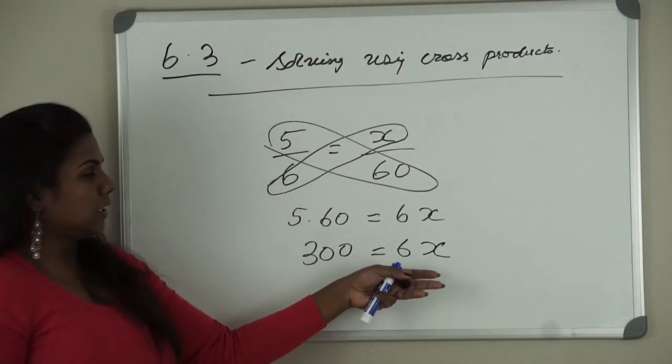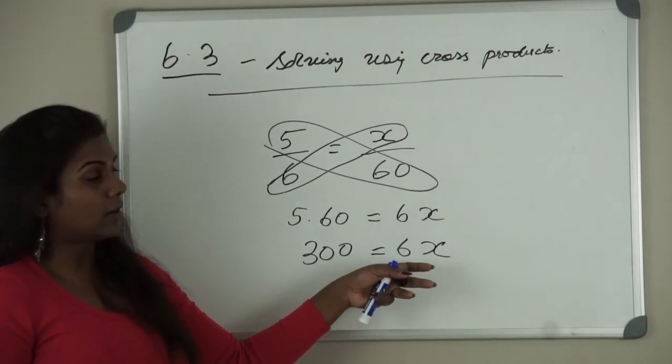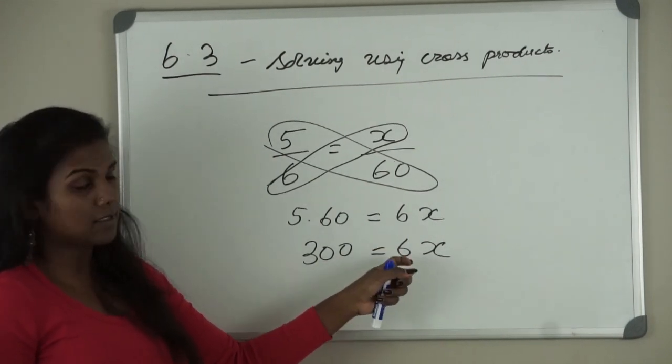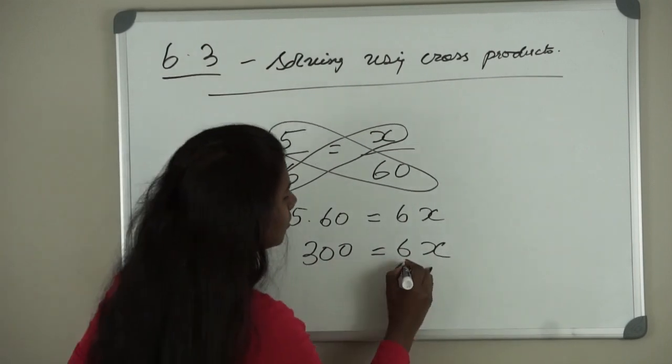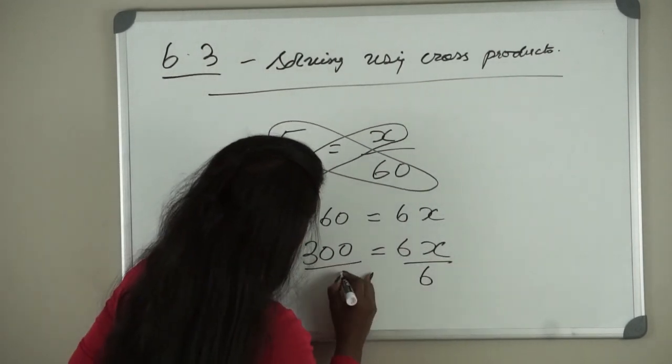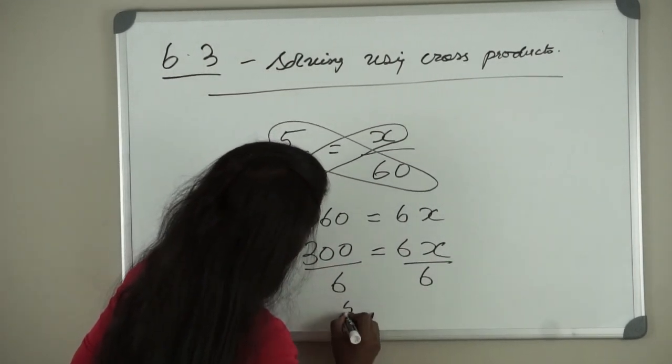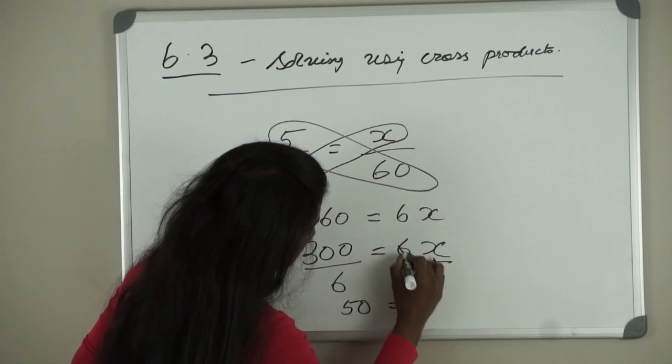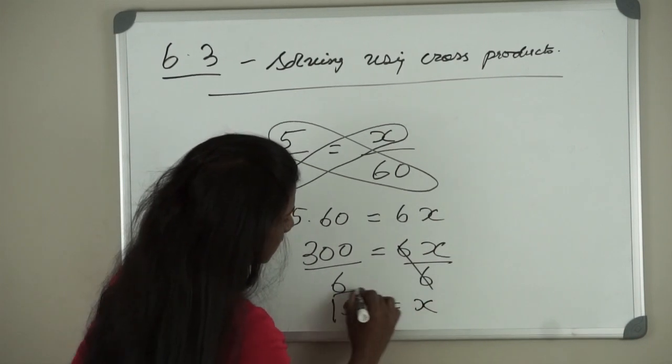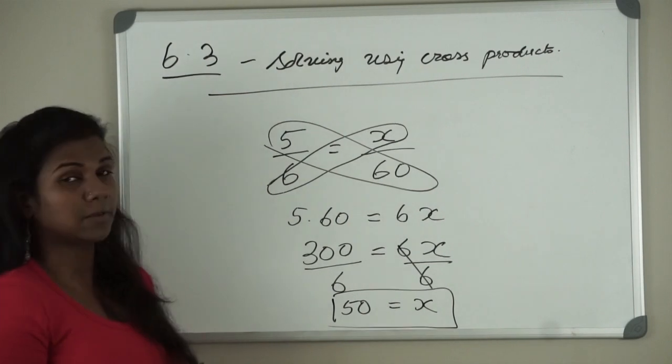And like usual, you know how to solve for x, right? You have to remove the coefficient, right? So since this is multiplication, you divide by 6 on both sides. And what did you get here? 50. So x is equal to 50. You got the same value, okay?